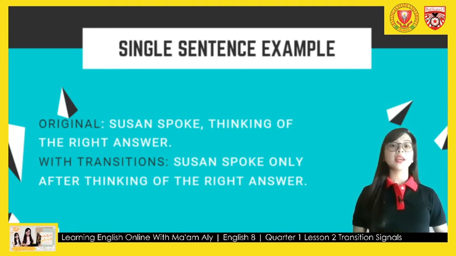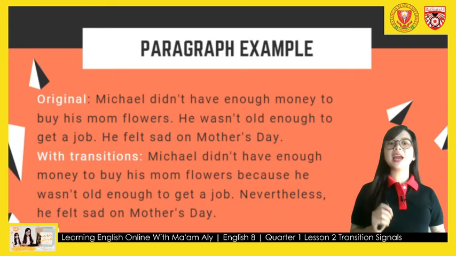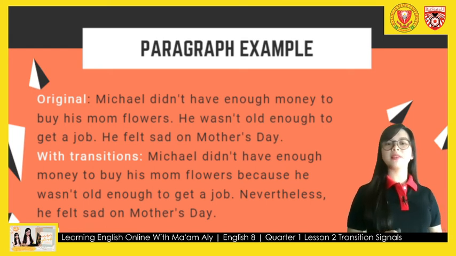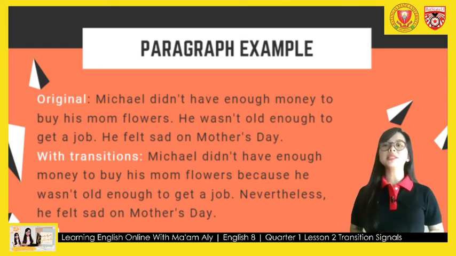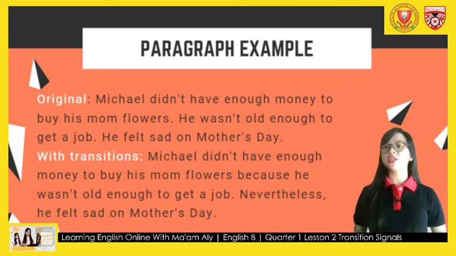In this case, the transition words are used to connect two parts of a single sentence. This transition highlights time, chronology, or sequence, or the order in which events occurred. Let's see how transition words can link a paragraph. For the original sentence: Michael didn't have enough money to buy his mom flowers. He wasn't old enough to get a job. He felt sad on Mother's Day.